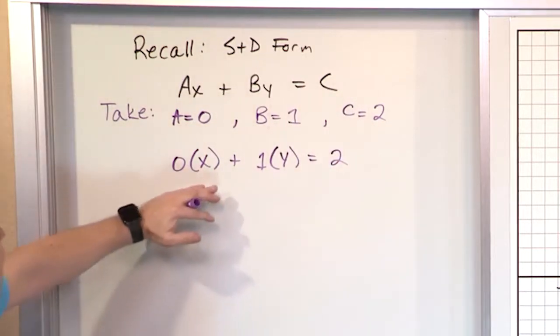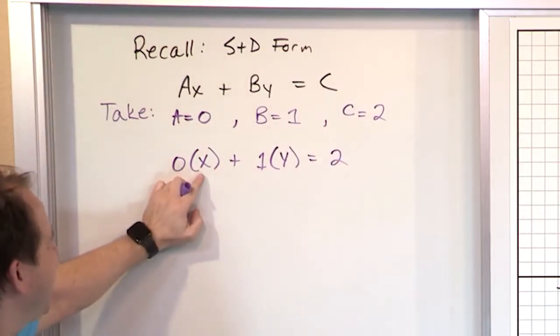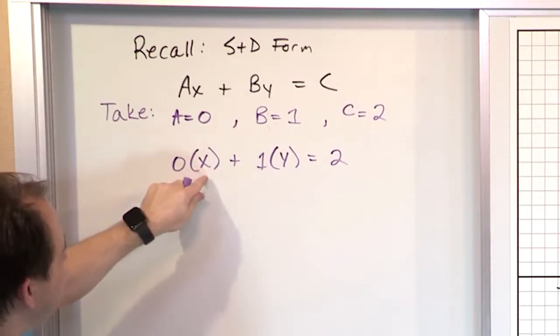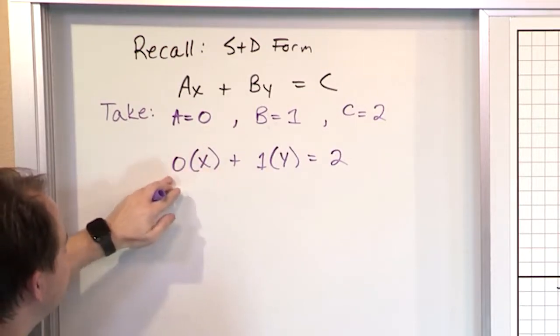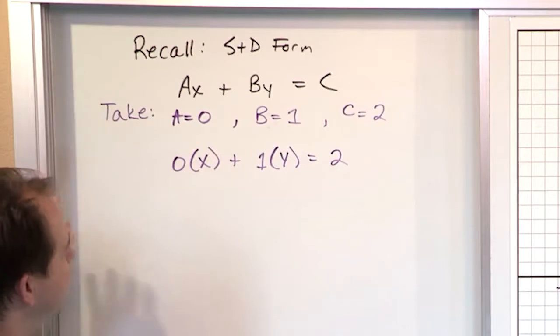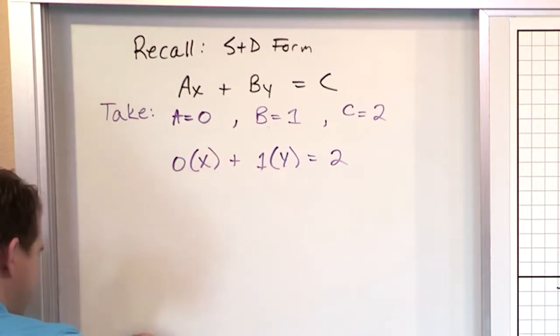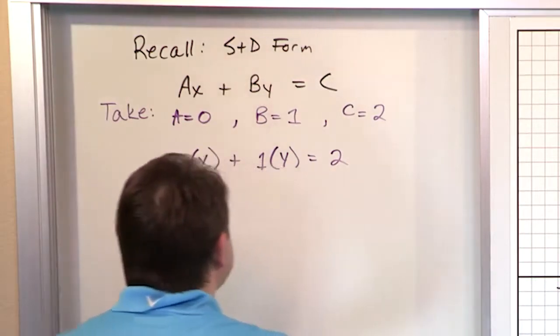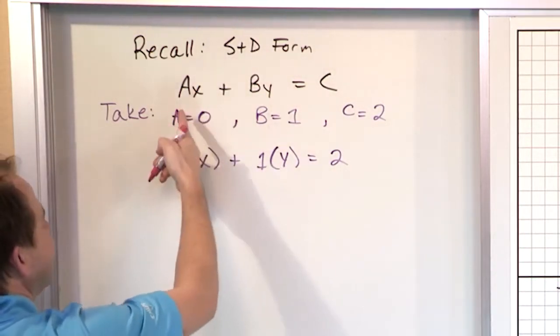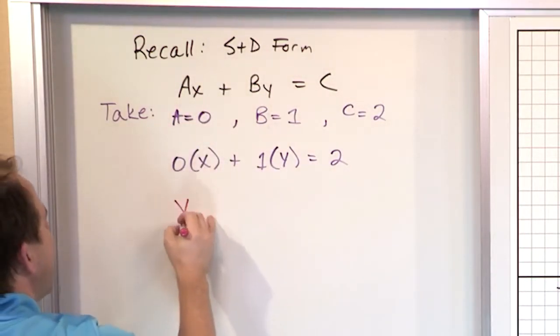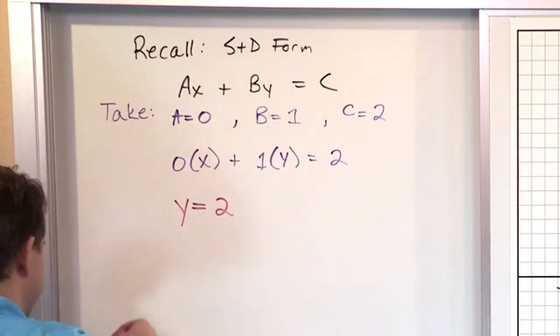Now, right away, you have a problem because your coefficient in front of the x is 0. So that means no matter what x value you put here, this term is always going to go away because it's multiplied by 0. And then, of course, y is just multiplied by 1. So really what you have here is a much simpler situation where y is always going to be equal to 2.